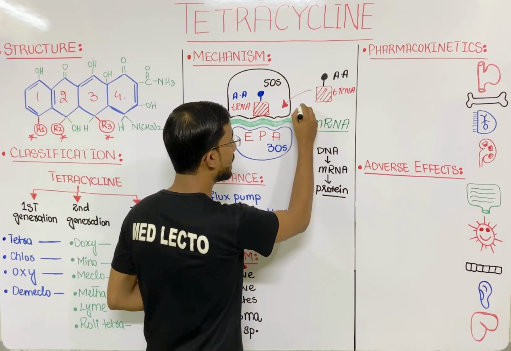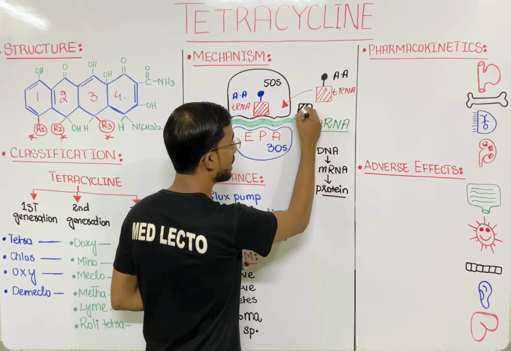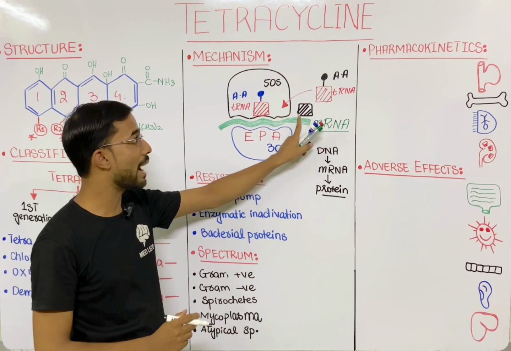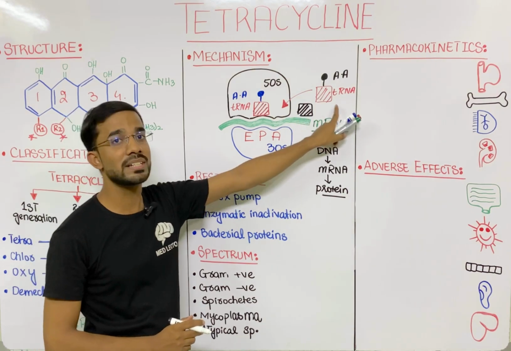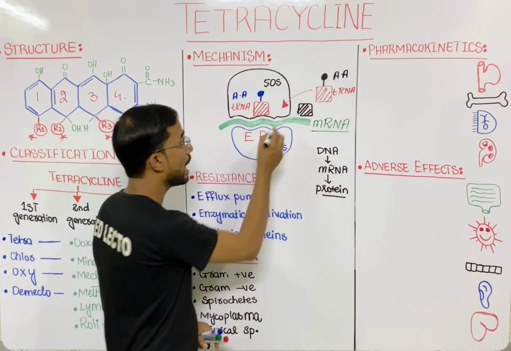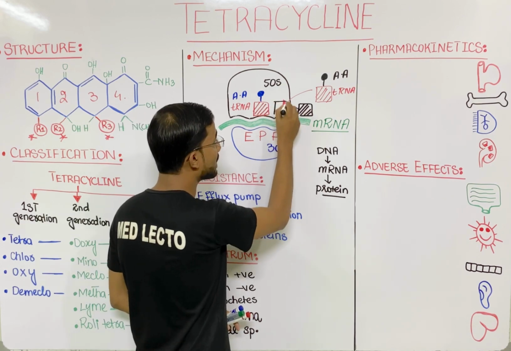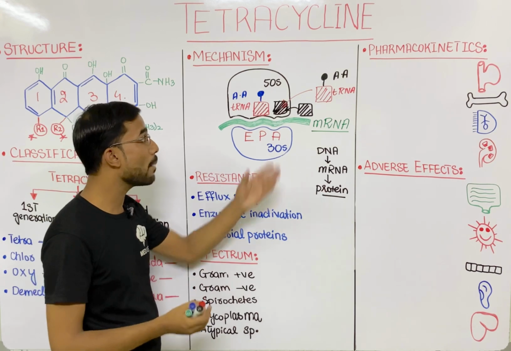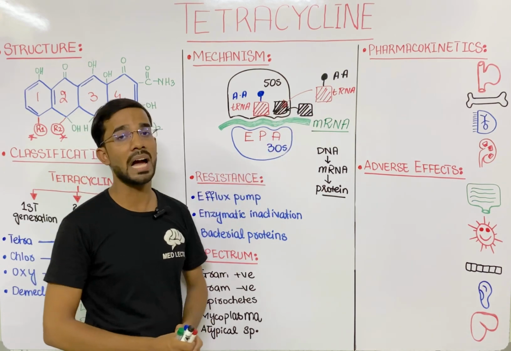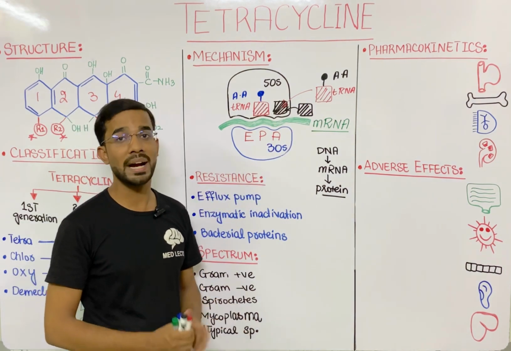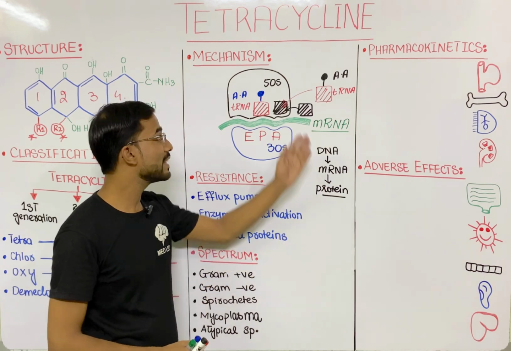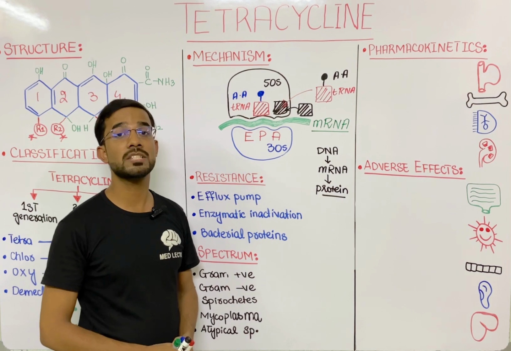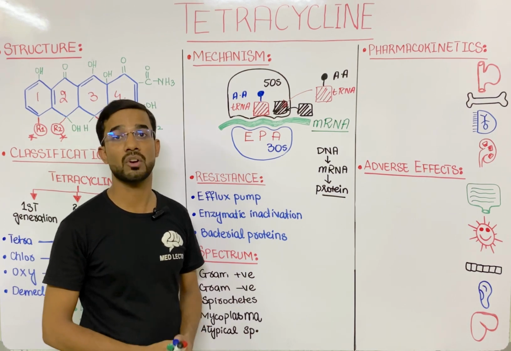So here is the tetracycline. Now there is a competition between the binding of the tetracycline and the tRNA at the A site. If the tetracycline binds at the A site, then there is no binding site for the incoming tRNA. When there is no binding site for the tRNA, then there is no protein formation in that case. And ultimately, when there is no protein formation, there is no growth of the bacteria.